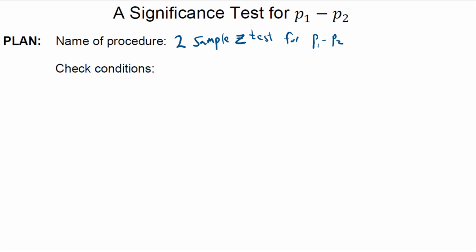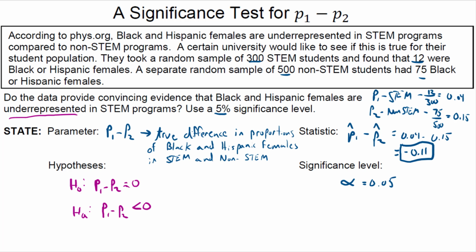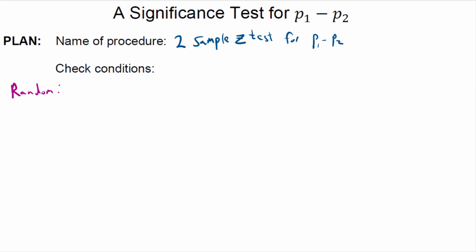All right, so now let's look at our conditions. Now for the conditions, again, as we've done with every one of these, you have to make sure it's random. Okay, let's see if it's random to begin with. We can go back to look at the problem itself. Now it says in here they took a random sample of 300. They took a random sample of 500. So a random sample of 300 STEM and a random sample of 500 non-STEM. Well, all you need to do is write that out.